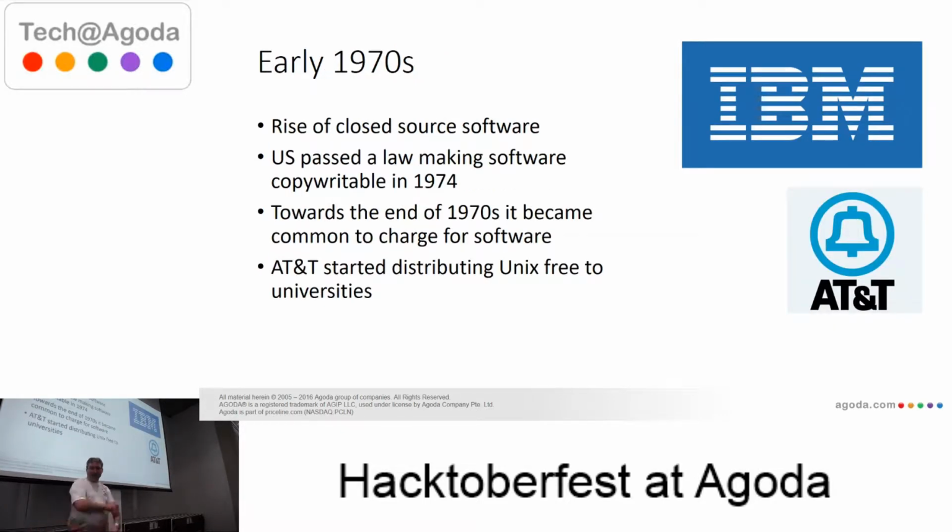In the early 1970s was when the US first passed a law making software copyrightable. Any software that's made in the US before 1974 is actually free, because there wasn't copyright laws for it before then. And then towards the end of the 70s, people started charging for software, and it became pretty standard. But AT&T kept distributing Unix as a free operating system for universities.